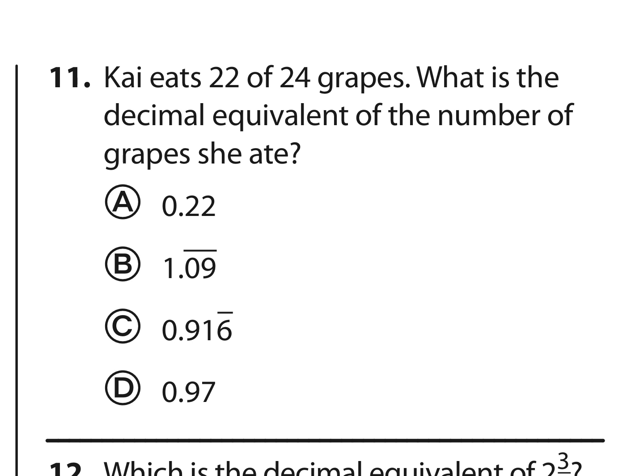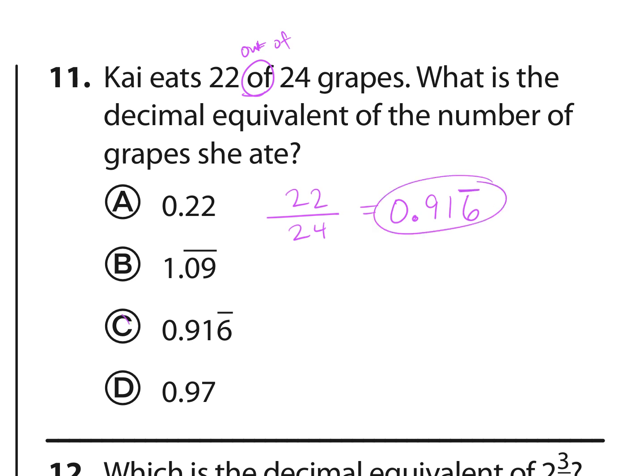Number 11, Kai eats 22 of 24 grapes. What's the decimal equivalent of the number of grapes she ate? Well, out of her total 24, she ate 22 grapes. So that little word of, we could even call that out of. It would be worded the same way. It would mean the same thing as out of 24 grapes. And so now we're just dividing. We get 22 divided by 24, which is 0.916 with the 6 repeating. That is answer choice C.